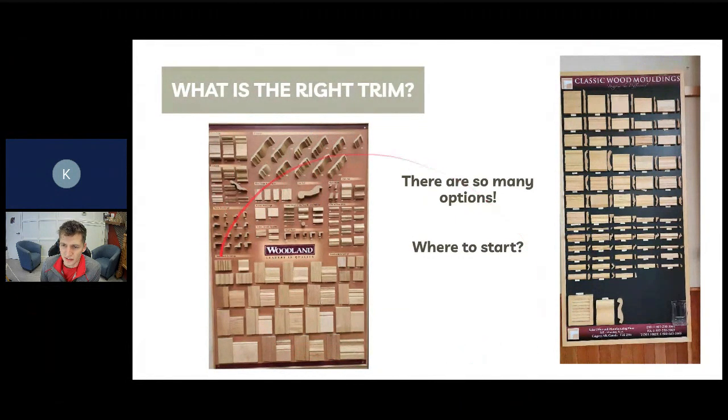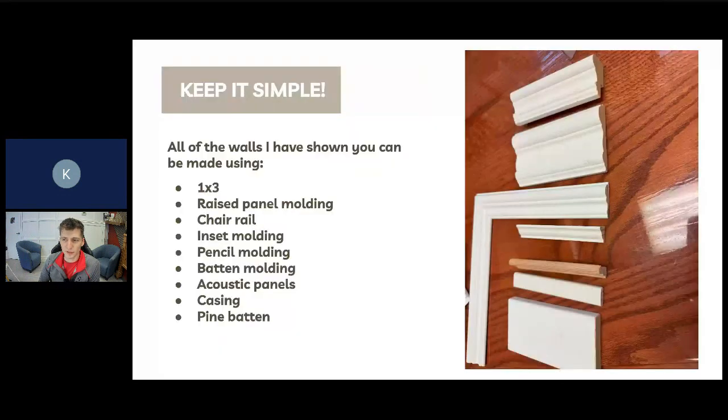So where to start? What is the right trim? There's so many options. You go into Home Depot and there's 2-3 aisles full of different types of trim. What do you actually need? How are you going to decide what you need? Well, it's a lot simpler than people think. All of the walls basically that you've seen here, apart from the fluted panels, can be made using these. So I'm gonna walk you through these different parts.